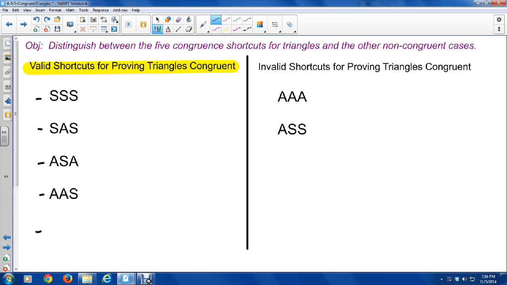Okay, just to point out real quick to take away any confusion, we can call this one side angle angle. Generally, we just do angle angle side, so we're all talking the same language, but I don't want you to get confused. That's the same thing.